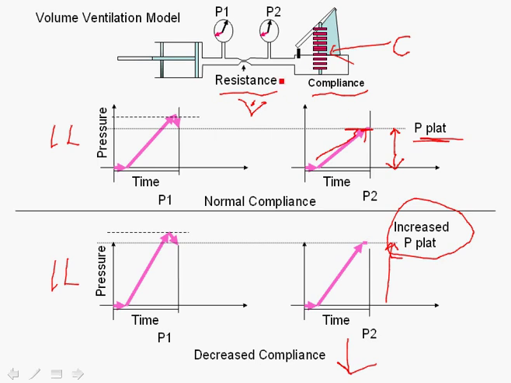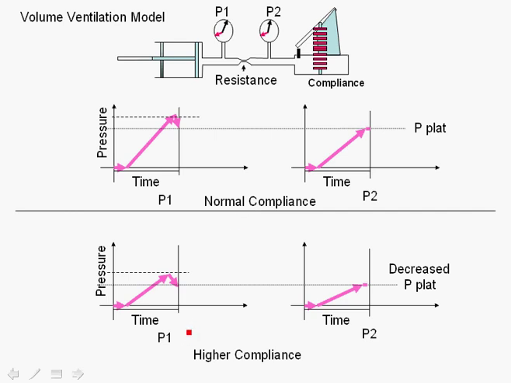We didn't change the resistance or the flow rate in this diagram, so the pressure gradient between PIP to P plat is the same in both models. All right. So with just a decrease in compliance, what we see is PIP is higher, P plat is also higher than comparative models with a lower or a normal compliance. Now, that's a difficult relationship.